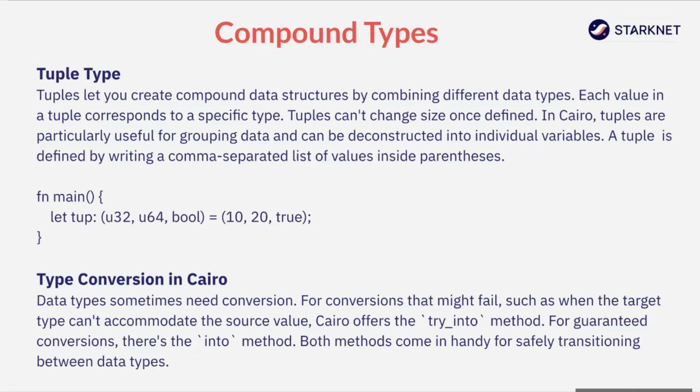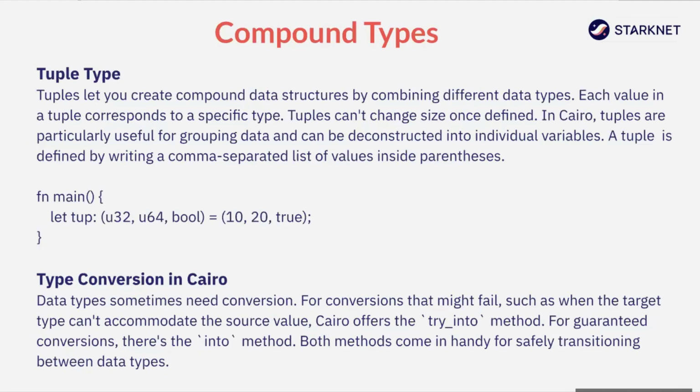But when you're converting from, let's say, u256, you already have a variable which is u256, and you want to convert to a smaller data type which is u8, you're not sure that the value that variable holds is going to fit into the target type. Then you use the try_into method.